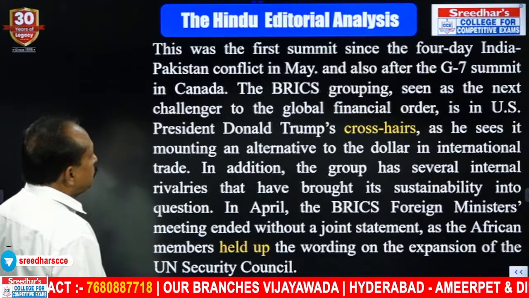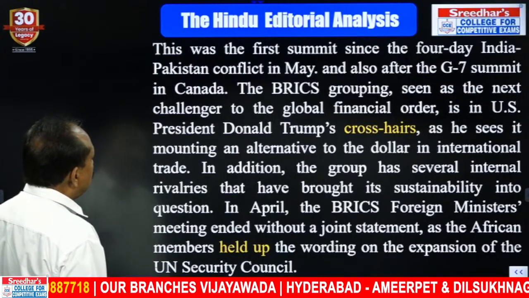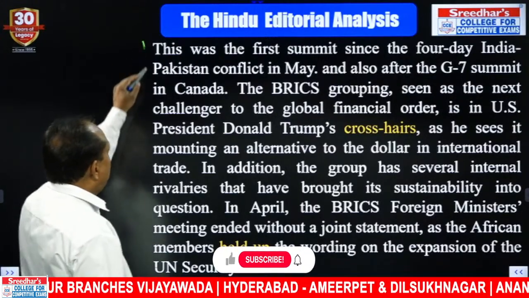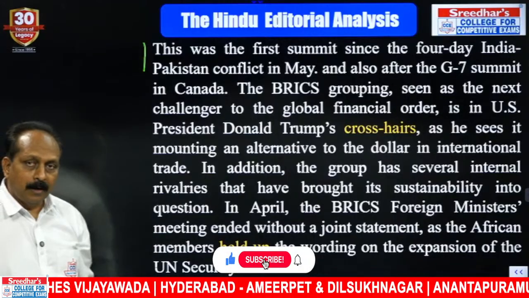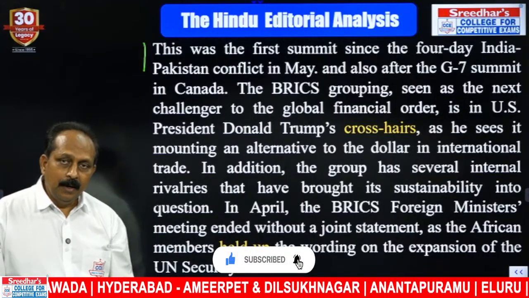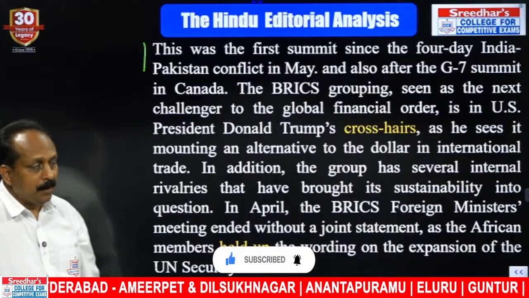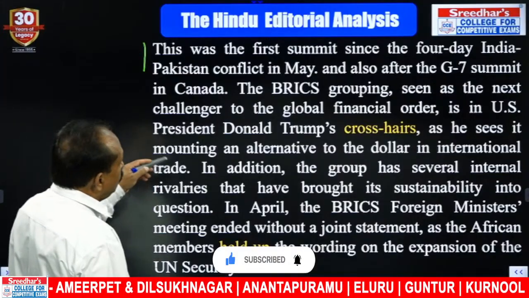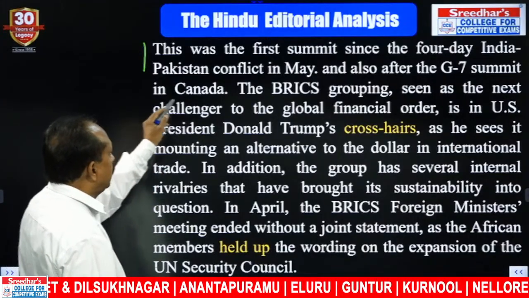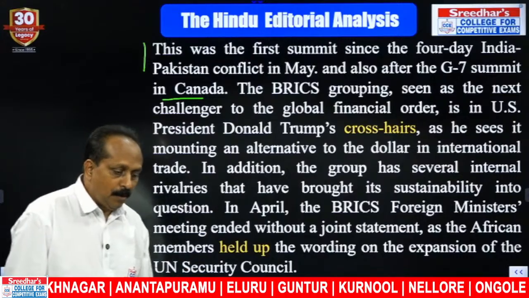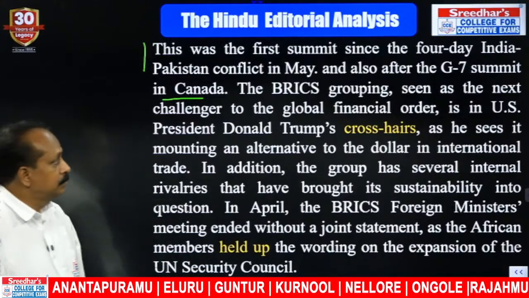This was the first summit since the 4-day India-Pakistan conflict in May, and also after we had a conflict with Pakistan in the month of May. After that, first such meeting, and also after the G7 summit in Canada. After the G7 summit, also first such meeting.